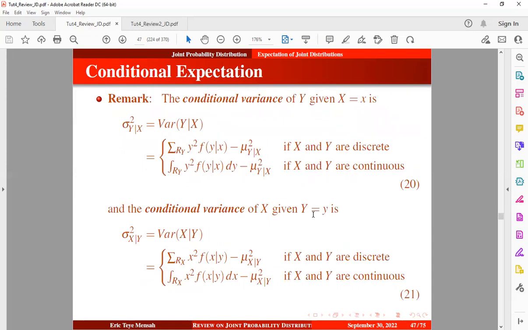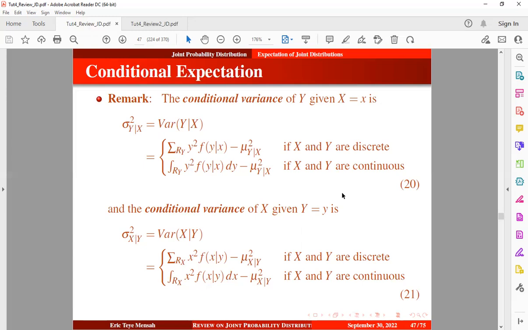Remark: the conditional variance of y given x is given as shown in equation 20. Okay, so that is the conditional variance of y given x. So if x and y are discrete, we use this first case here. And if x and y are continuous, we are going to use this second expression here, okay? And also the conditional variance of x given y is given by equation 21. So when x and y are discrete, we use this first case here. And if x and y are continuous, we are going to use the second expression here, okay?